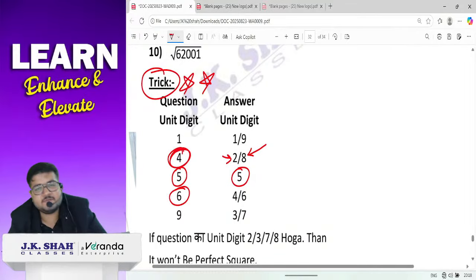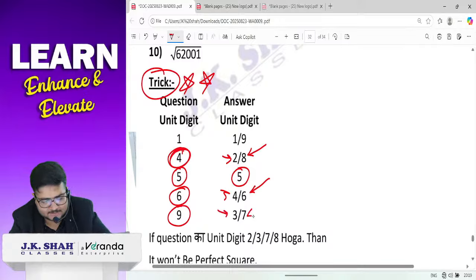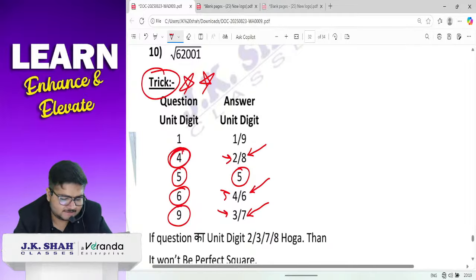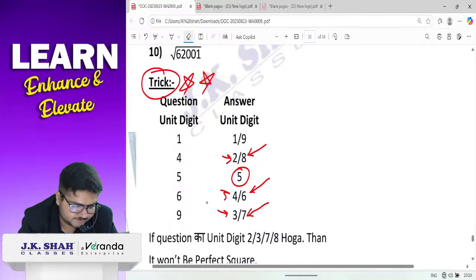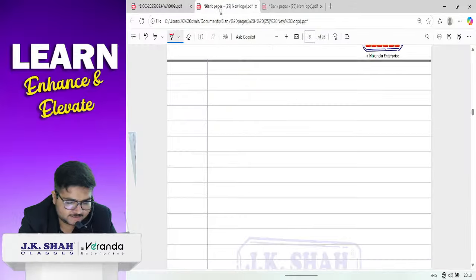If a perfect square has 6 in last, then its square root will have either 4 or 6 in last. If a perfect square number is ending by 9, the last digit of its square root will be either 3 or 7. This you have to remember. Understood? This trick will help us to find perfect squares of 4 or 5 digit numbers. Now we will take some examples.